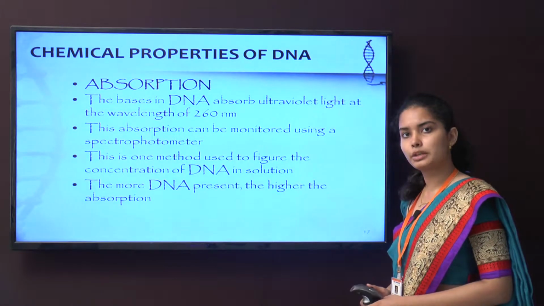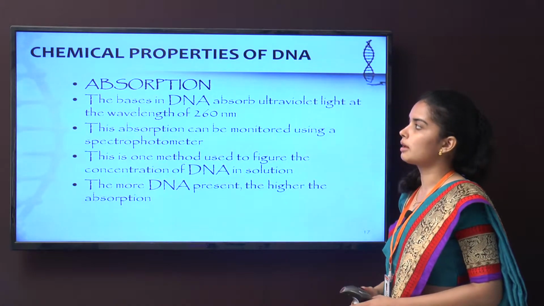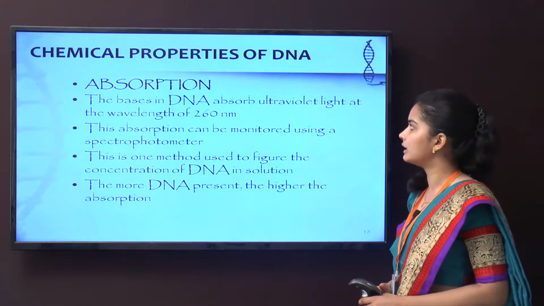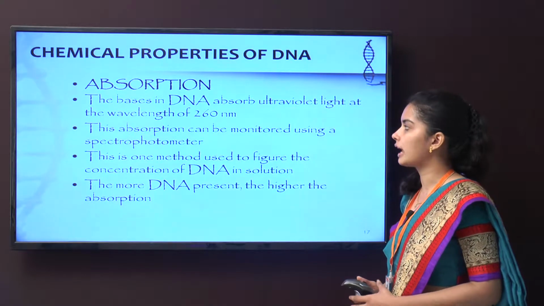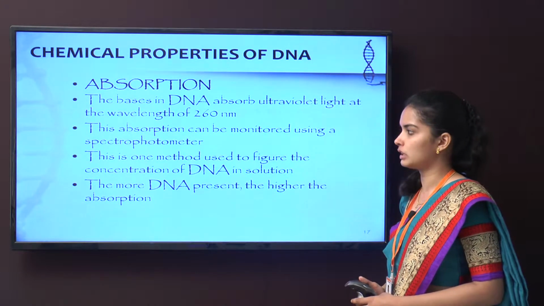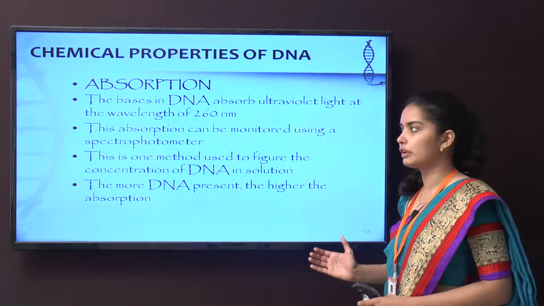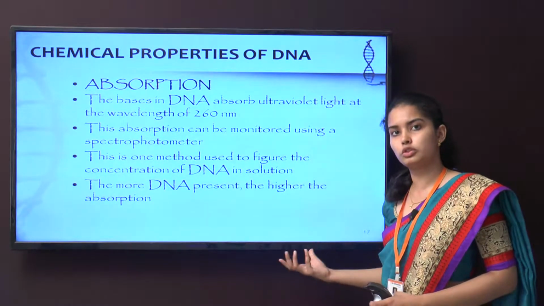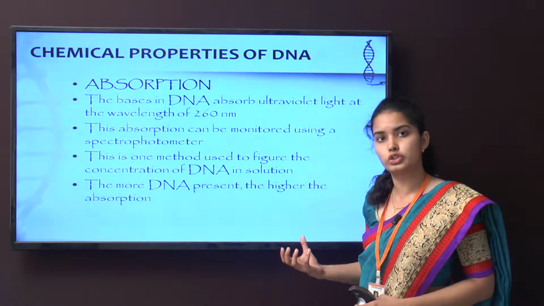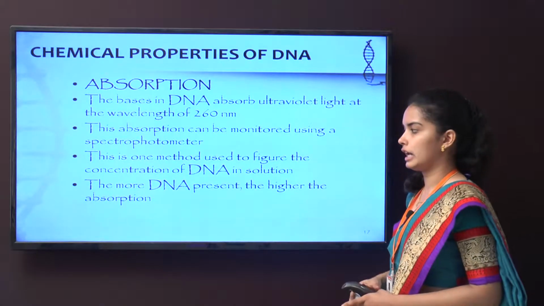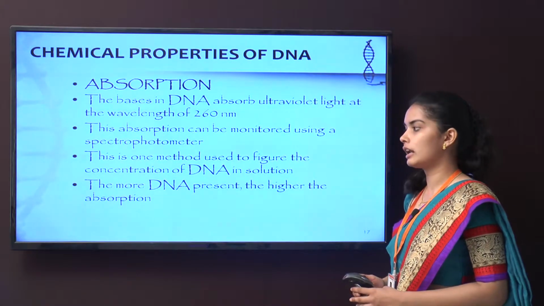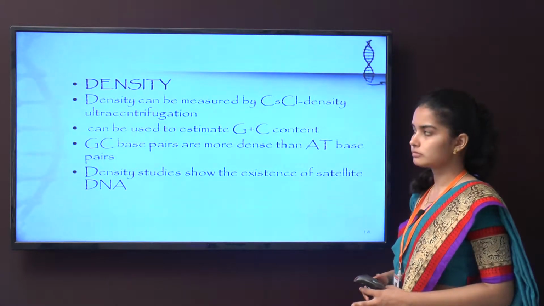Now the chemical properties of DNA. Absorption: the bases in DNA absorb ultraviolet light at a wavelength of 260 nanometers. This absorption can be monitored using a spectrophotometer. This is one method used to figure out the concentration of DNA in a solution, meaning how much DNA is present in a solution can be found because of this chemical property of DNA. The more DNA present, the higher the absorption.